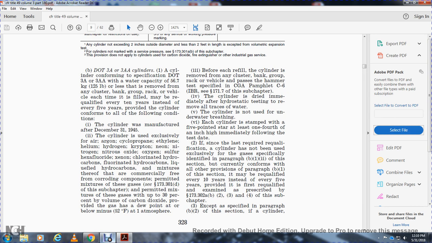And since the last required requalification, the cylinder has not been used exclusively with the gases specifically included in paragraph (b)(1)(ii) of this section, and it currently conforms with the other provisions of paragraph (b)(1) of this section, it may be requalified every 10 years instead of every 5 years.